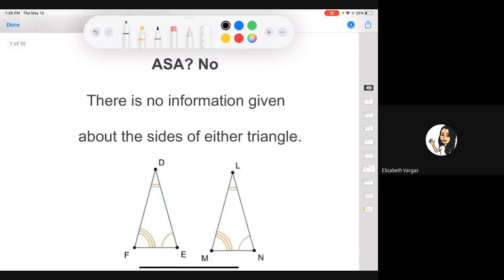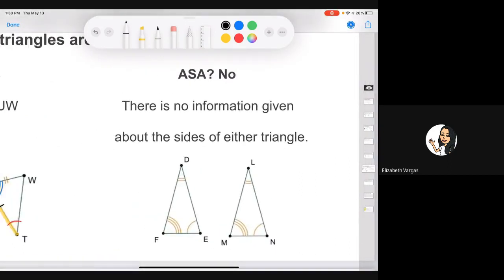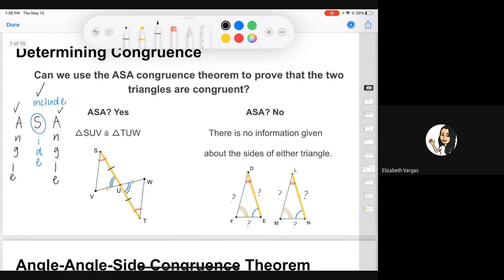Okay, how about this example? Can I prove that these two triangles are congruent to each other? Well, I have one angle that's congruent to another angle. This angle, which is congruent to this angle. Let's look for their included side. There's their included side. But I'm not told anything about those two sides. I don't see a symbol there that looks like this, which tells me those two are congruent. And so because I'm actually not given any information about any of the sides, then I know that I cannot use the angle side angle theorem to prove that these two triangles are congruent.